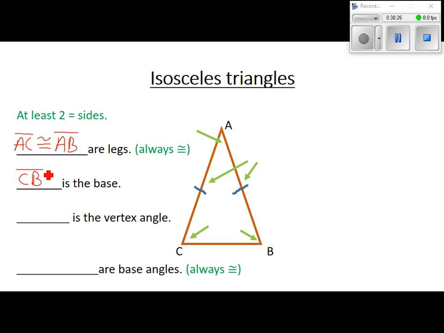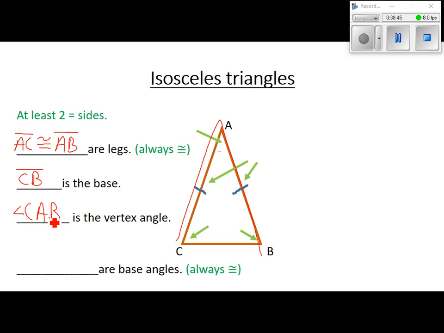Which angle is the vertex angle? We could name it with 3 letters or 2 letters. I'm going to name it with 3 this time. Angle CAB. It's this angle up top here. The other way you could have named it was angle BAC. You could also name it just angle A.